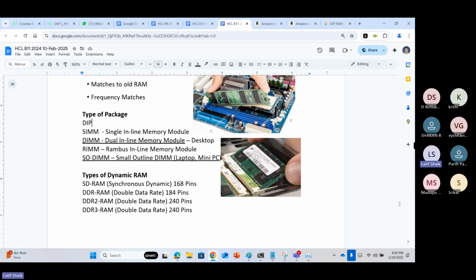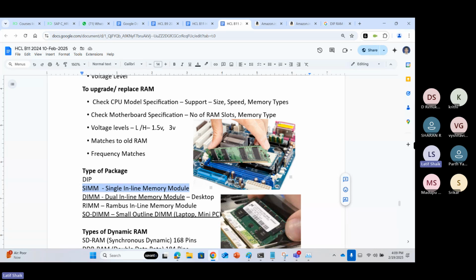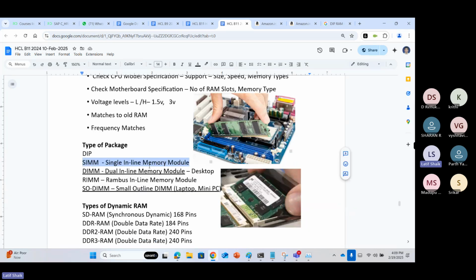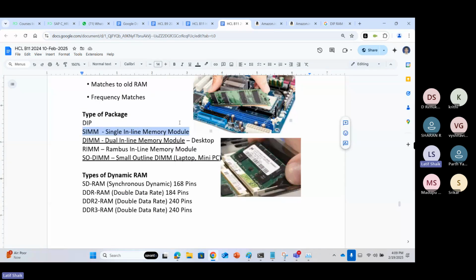Next is single inline memory module. This looks like this one only, but a little different, meaning the pin configuration is different in single inline memory modules. Then dual inline memory modules came because RAM capacities are increasing, more chips, more connectivity, more data transmission. So different pins and different pin sizes came. A single inline memory module cannot handle it because it becomes very big.